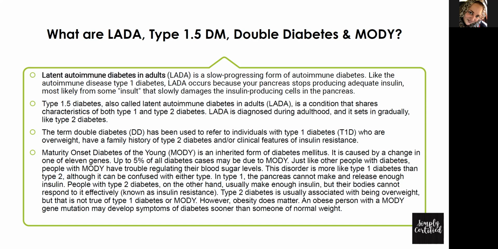However, it has been used to refer to individuals who have type 1 diabetes, who are overweight, who have a family history of type 2 diabetes, and who have clinical features of insulin resistance. So basically, double diabetes means somebody who appears to have both types of diabetes, even though they're type 1, but they have to have that family history of type 2. But that's what they're talking about when they say double diabetes.